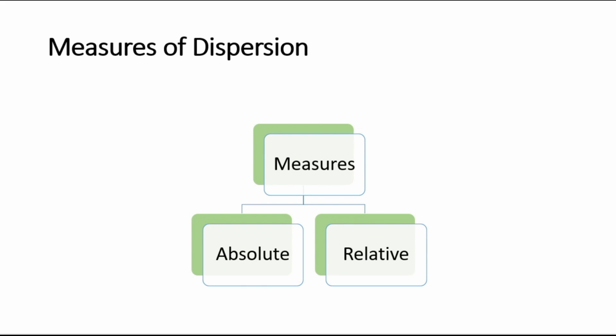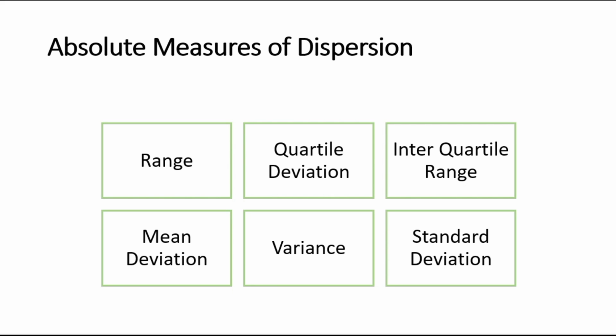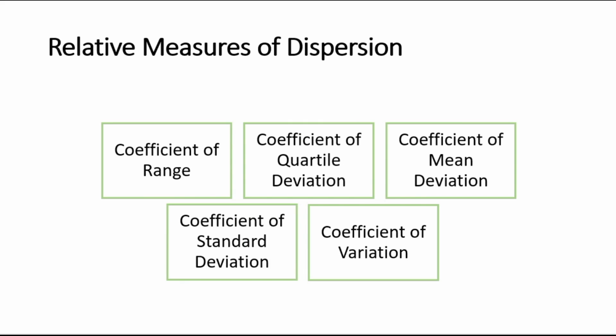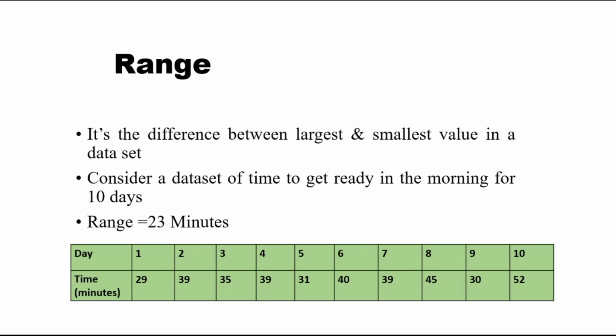Now what are the measures of dispersion? There are two kinds of measures, absolute and relative. As an absolute measure, we have range, quartile deviation, interquartile range, mean deviation, variance and standard deviation. While as a relative measure of dispersion, we have coefficient of range, coefficient of quartile deviation, coefficient of mean deviation, coefficient of standard deviation, and coefficient of variation. So let's discuss some of them one by one.